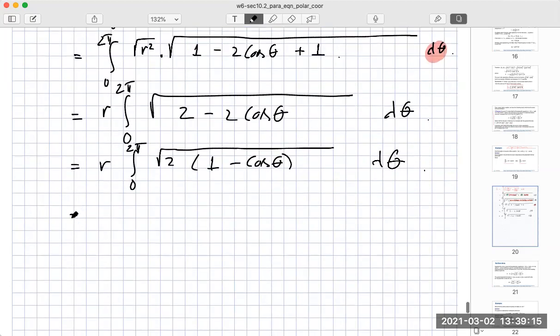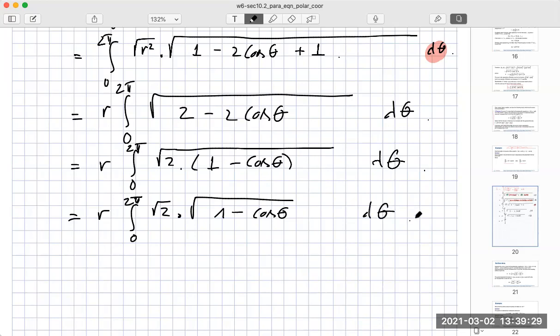So we need to somehow manipulate this. Let us rewrite it here. This is r integral from 0 to 2 pi. Square root of 2 here, we just take it out. This is 1 minus cosine theta d theta, okay? Do you have any idea what we can do with this? Take a look at the reference formula I gave you about trigonometry and tell me which formula we should use here in your point of view.